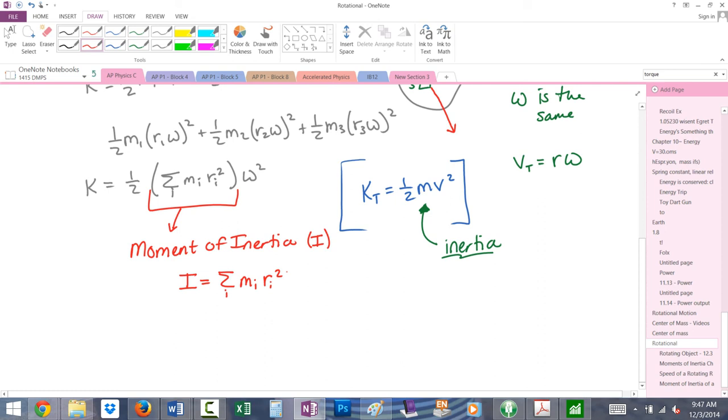We can talk about the moment of inertia. It is the rotational equivalent of mass. Okay? And by that I mean, you know that if you have a bigger mass, it's harder to get it to accelerate at the same acceleration.